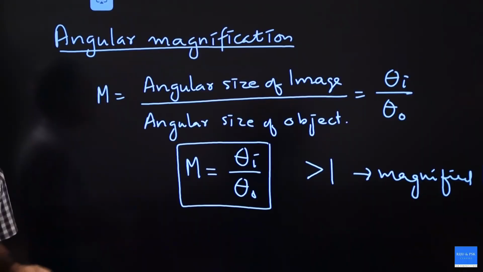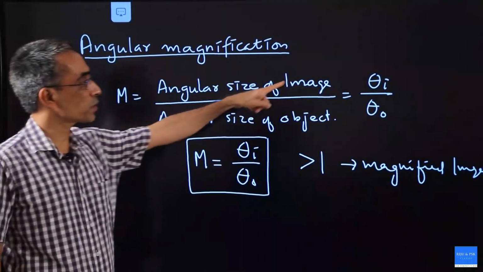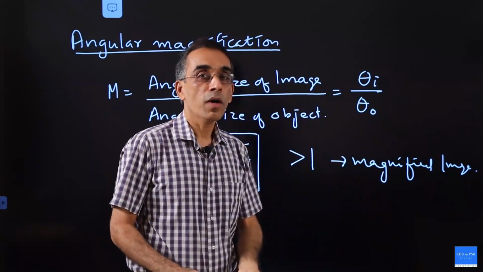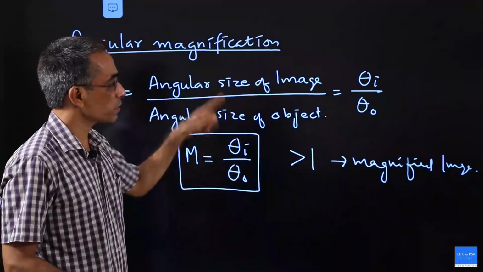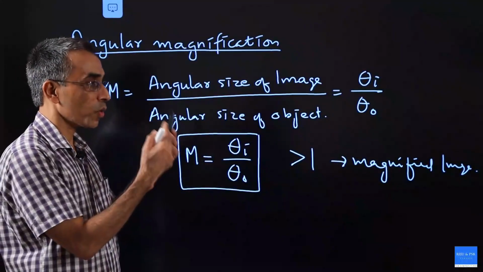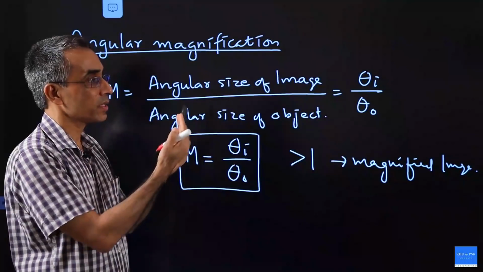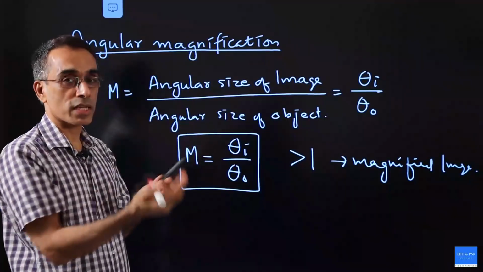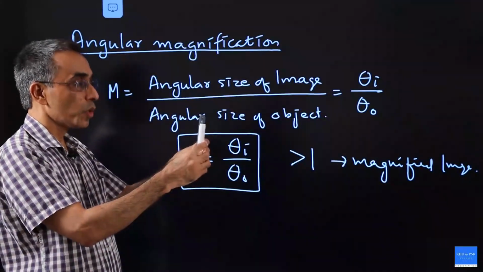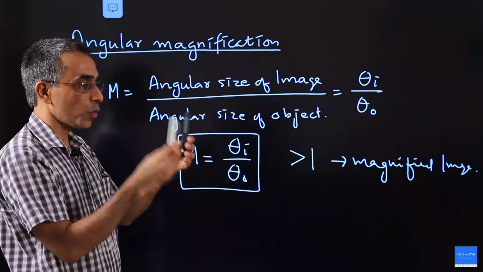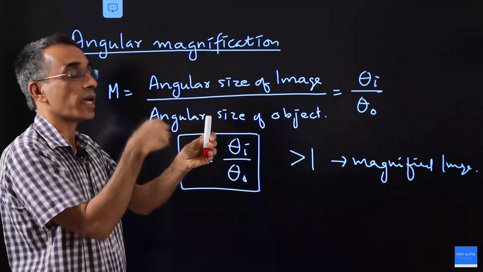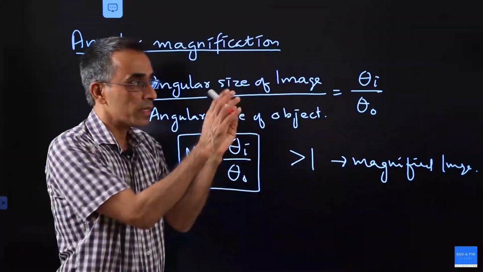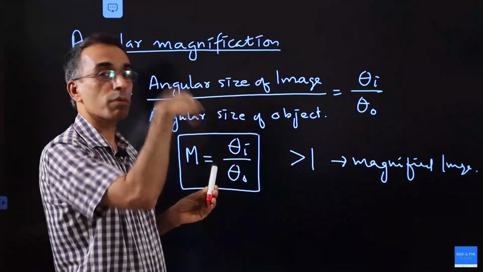So what is angular magnification? It is the ratio of the angular size of the image to the angular size of the object, given by theta I by theta O. But one condition: these two angles must be compared only when the object and the image are at the same distance, because when distance changes the angle will change. So here we have to keep either at D or at infinity. Image must be at D, object must be at D, then we compare whose angle is greater. Otherwise you keep the image at infinity, object also at infinity, then you compare their angles, and whichever has more angle will be larger.